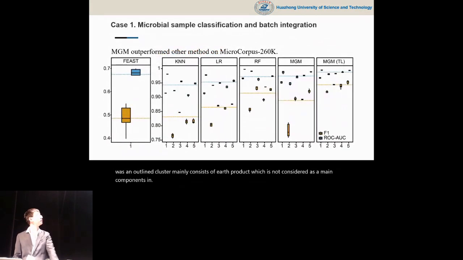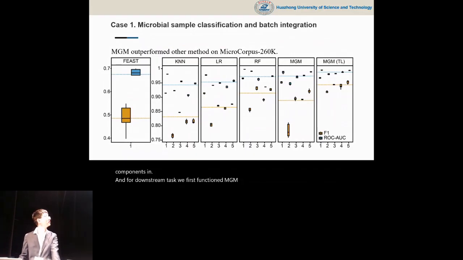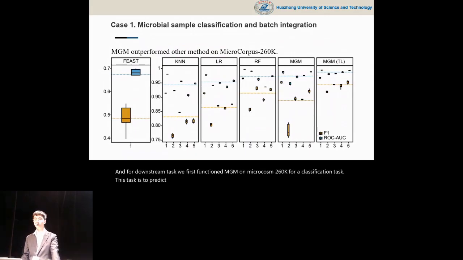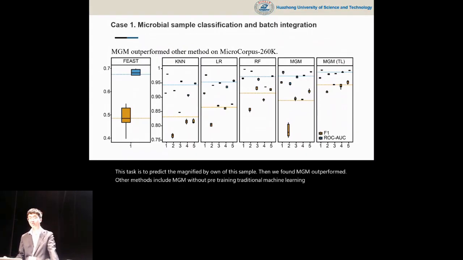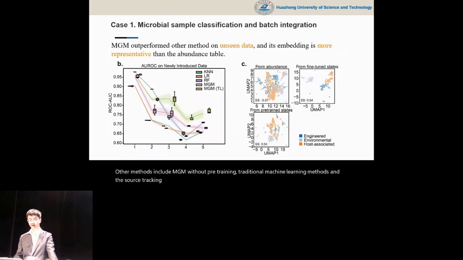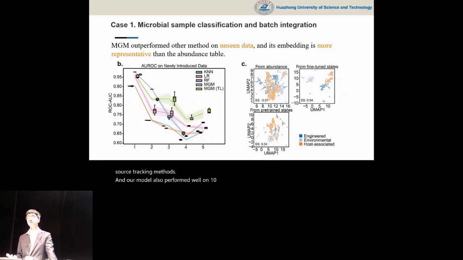For downstream tasks, we first fine-tuned MGM on MicroCorpus 260K for a classification task. This task is to predict the MGnify biome of each sample. We found MGM outperformed other methods, including MGM without pre-training, traditional machine learning methods, and the source tracking method. Our model also performed well on 10,000 newly included data, and the embedding of MGM is more representative than the abundance table.